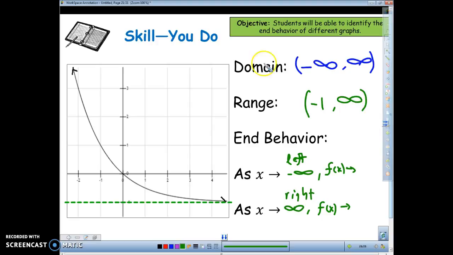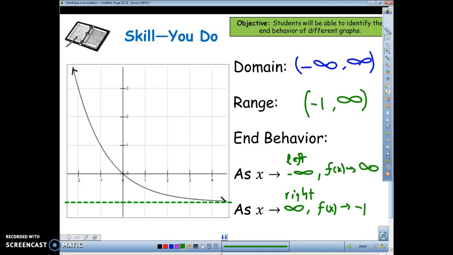Alright, hopefully you've tried this. To the left, as we go this way, we happen to be going up towards positive infinity. And as we go to the right, my y values don't shoot up, and they don't go down. They're actually hovering at this asymptote, and this asymptote is f of x equals negative 1. So therefore, my y values approach negative 1. Okay, and that is end behavior.